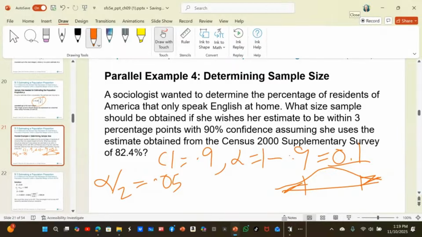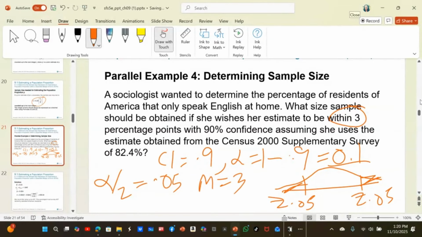So the right tail and left tail critical value. Don't forget that the normal curve is symmetrical. So Z alpha over 2, or Z.05, and here, this is Z.05 also. Don't forget that the left must be negative. Okay, so I will get my calculator. And by the way, what else am I given? The sample size should be within the estimate of 3 percentage points. So I'm just going to use this like this. The margin of error given to me is 3.